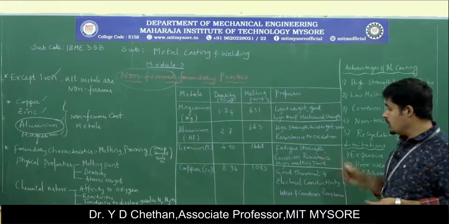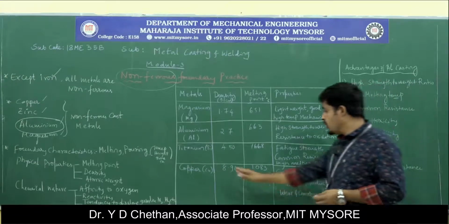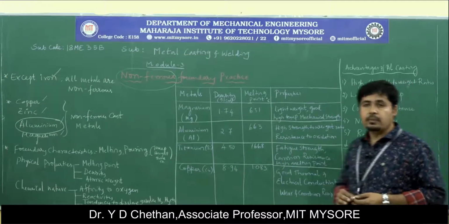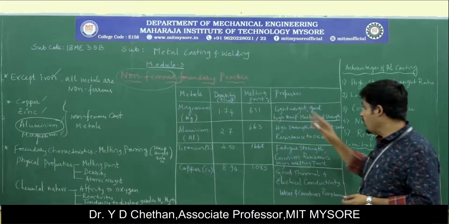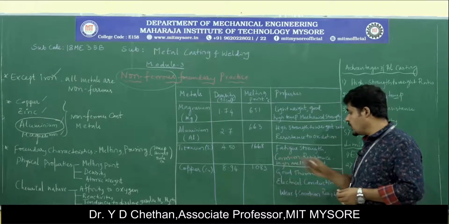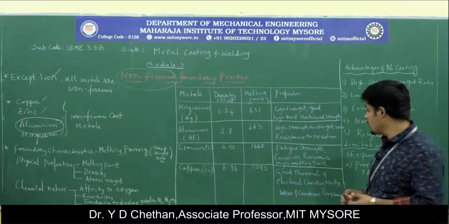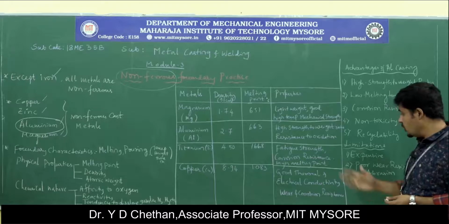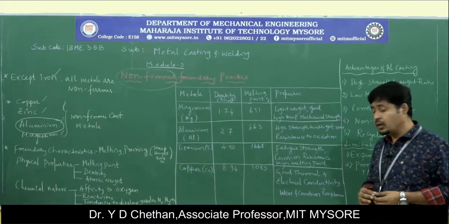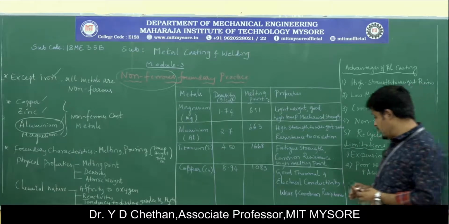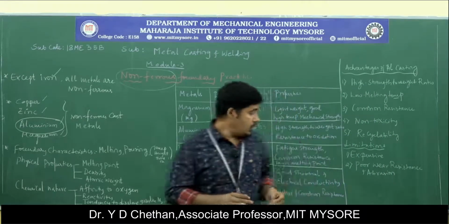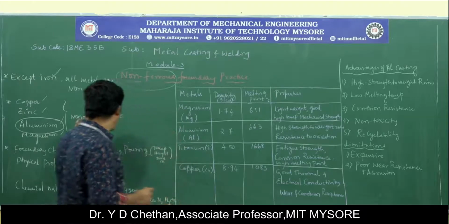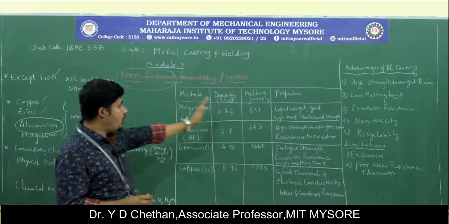Okay. Then the next one is copper. The symbol is Cu, and its density is 8.94 gram per centimeter cube, and the melting point is 1083 degrees Celsius, and by virtue of this it is going to possess good thermal and electrical conductivity. Then it also possesses excellent wear and corrosion resistance properties. So, these are all the different non-ferrous cast metals and their properties.